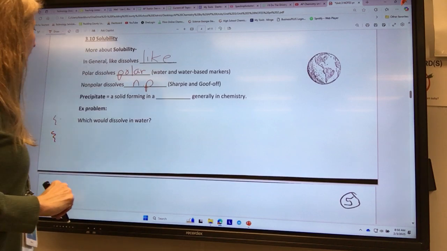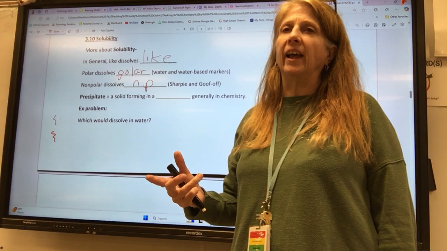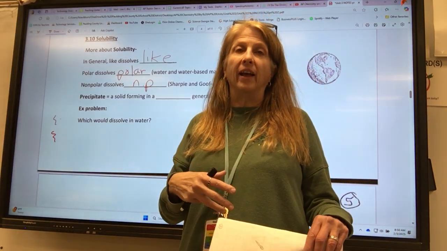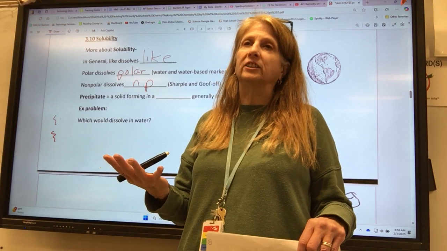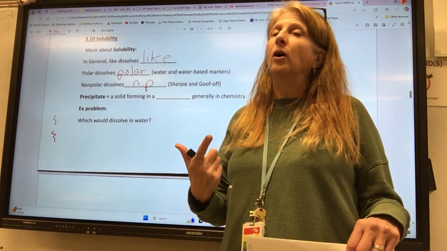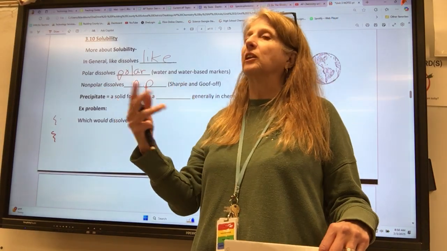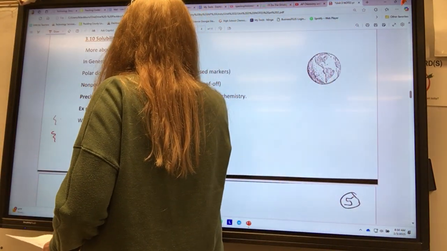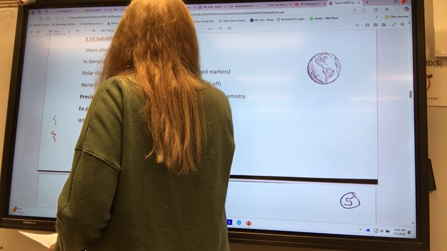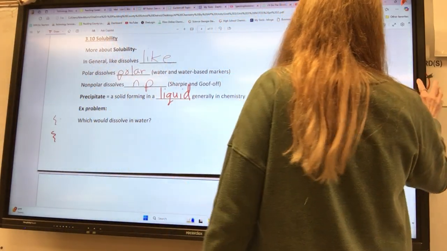Yeah, that's better. Okay, so a precipitant is one phase forming in another phase. Because we hear it on the weather all the time that there's going to be precipitation, and that means snow or rain in gas. But in chemistry, we're usually dealing with liquids, so we're talking about a solid forming in a liquid. For example problem, which would dissolve in water?